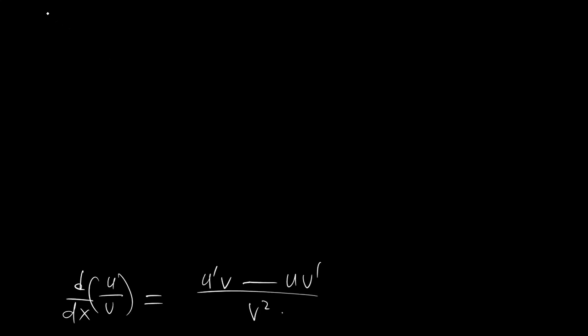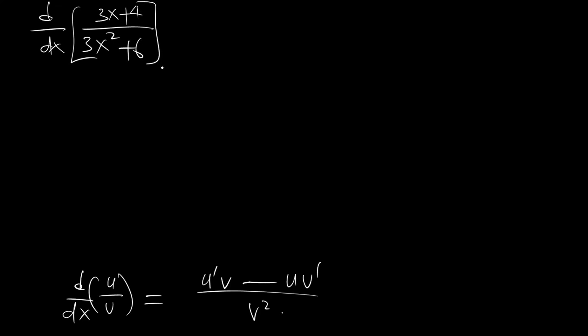So we have a problem, which is the derivative of 3x plus 4 divided by 3x squared plus 6. So when you look at this now, you see that your u is equal to 3x plus 4, while our v is equal to 3x squared plus 6. Now u prime is equal to 3, while v prime is equal to 6x.